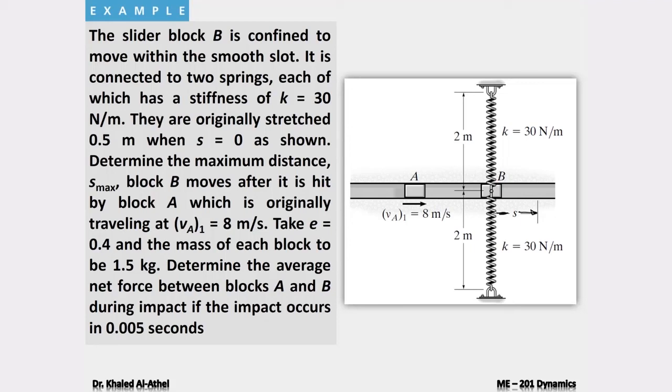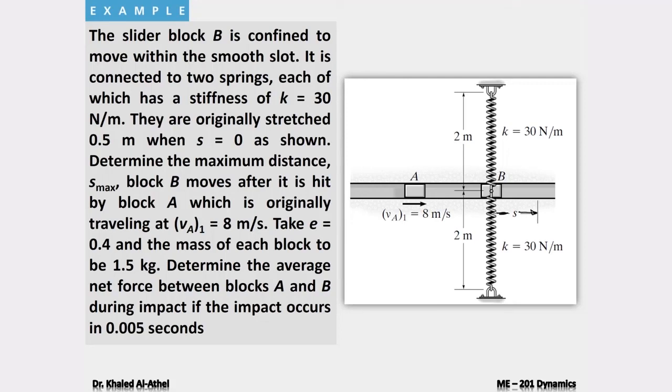Determine the maximum distance s max that block B moves after it is hit by block A, which is originally traveling at vA equals 8 meters per second. Coefficient of restitution is given as 0.4. The mass of each block equals 1.5 kilograms. Also determine the average net force acting between blocks A and B during impact if the impact occurs in 0.005 seconds. So let's start with the first part, which is we need to find s max.